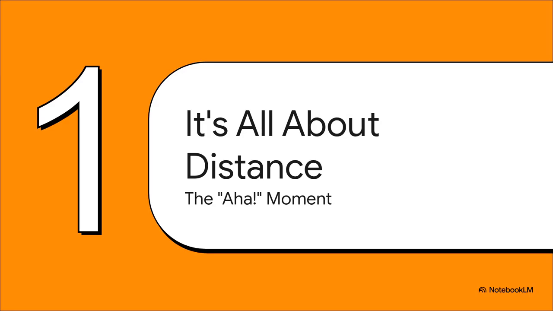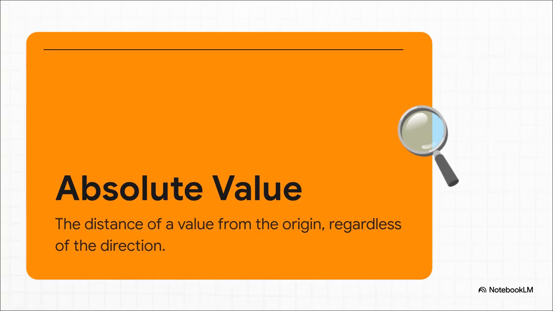And here it is. This is the key to everything. Before we even think about solving for x, we have to get our heads around what absolute value really is. So forget all the complicated rules for just a second and focus on one single word: distance. The core idea is actually pretty simple. The absolute value of a number is just how far away it is from 0 on the number line. That's it. And because distance can't be negative, you can't travel negative 5 feet, right? The absolute value is always going to be a positive number or 0.